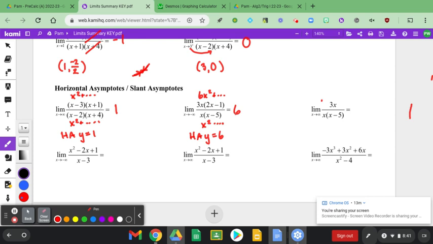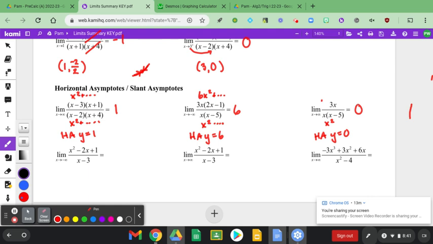This next one, the degree of the denominator would be an x squared, which means that denominator is going to get way bigger than the numerator because I'm squaring a big number. Our horizontal asymptote would be y equals 0. So the limit as x approaches either positive or negative infinity is going to be 0.